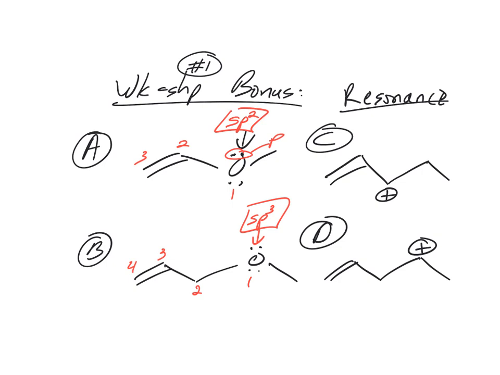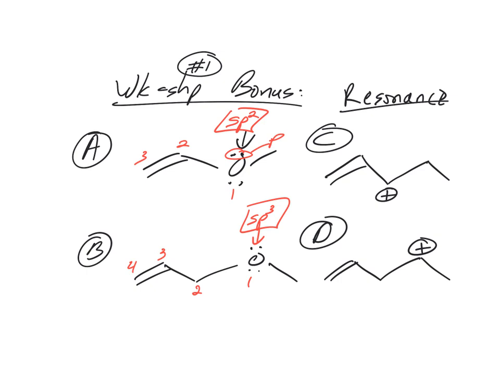Yep, and then this can't do resonance because carbon 2 here has only sigma bonds. It doesn't have a pi bond, so it can't be part of the resonance. So this lone pair can't do resonance. So then, all things being equal, it'll just decide to be sp3 hybridized, that oxygen.